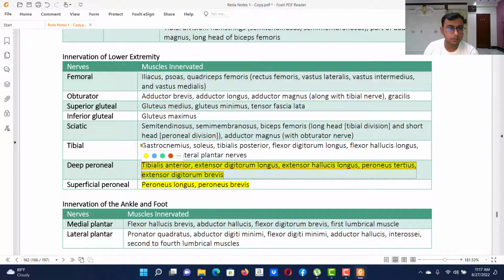Those that are inverters are also the dorsiflexors of the ankle. So two movements are done by these muscles: first the inversion of the foot and the dorsiflexion of the foot. Both are supplied by the deep peroneal nerve. And the evertors of the foot and plantar flexion of the foot are done by the superficial peroneal nerve, that is peroneus longus and brevis.